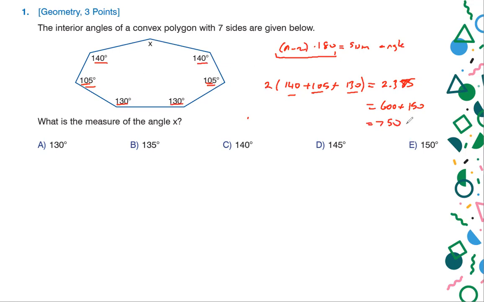So the sum of the angles that we are given is 750, but since we have 7 sides, the angle sum will be 7 minus 2 times 180, which is 900. And then 900 minus 750 is 150. That is your answer, okay? So that was number 1. I hope that was clear. So let's see the next one.